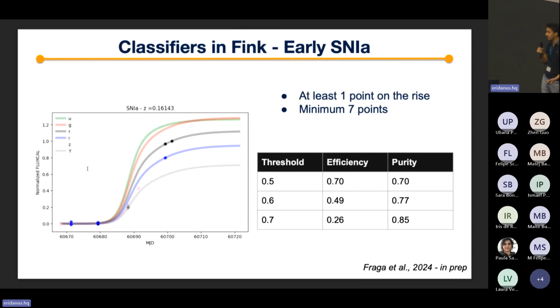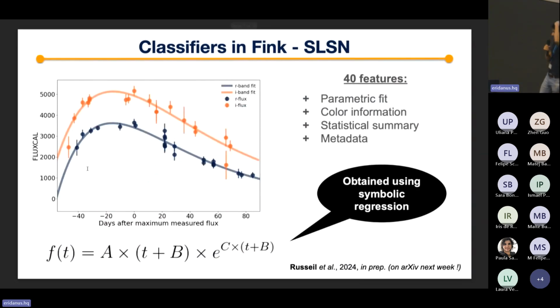So what you can do is to tweak your threshold. You could go up to, for example, 85% purity at the expense of efficiency. So you will miss more, but given the amount of data LSST will produce, it might still be an interesting trade-off. Okay, now I'll move on to the Superluminous Supernovae classifier, which I worked on.